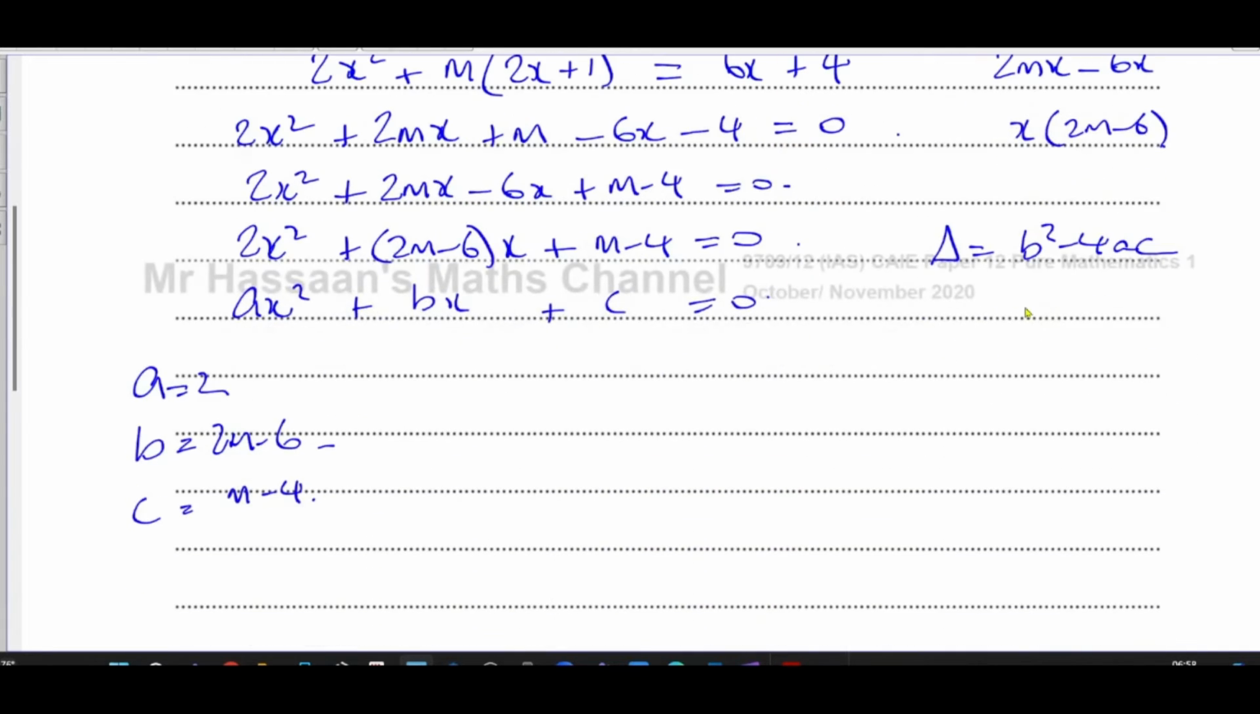So we've got to show that b squared minus 4ac is going to be positive. So we're not going to start off by writing that it's positive. We're going to just see what the discriminant is.